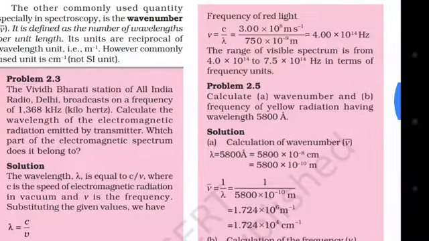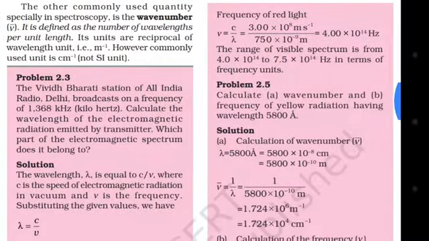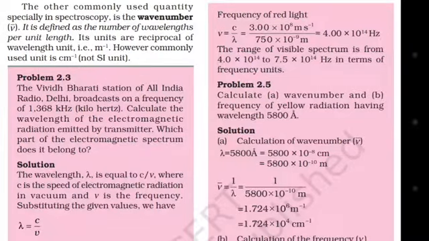Frequency of red light: nu is equal to c by lambda is equal to 3.00 into 10 to the power 8 meter per second by 750 into 10 to the power minus 9 meter, which is equal to 4.00 into 10 to the power 14 hertz. The range of the visible spectrum is from 4.0 into 10 to the power 14 to 7.5 into 10 to the power 14 hertz in terms of frequency units.